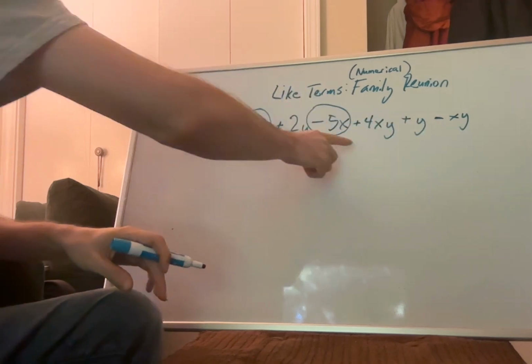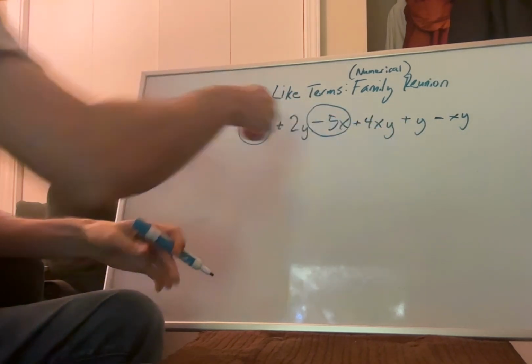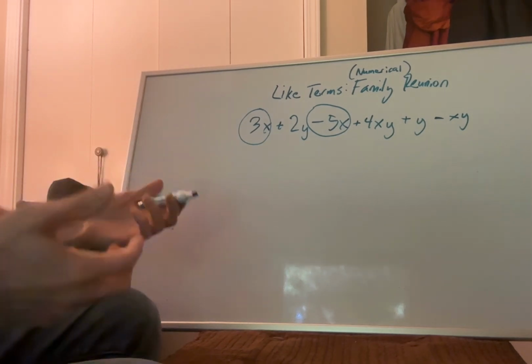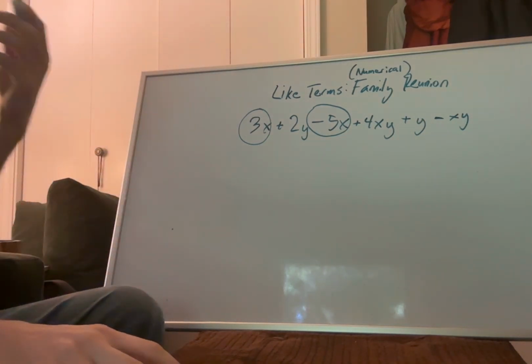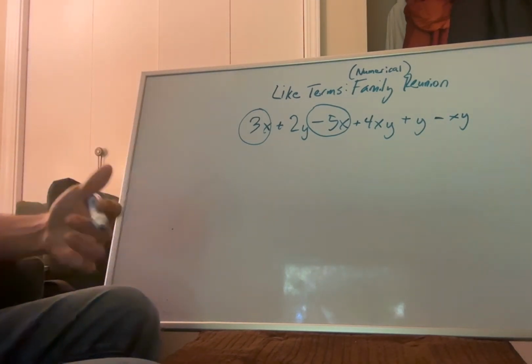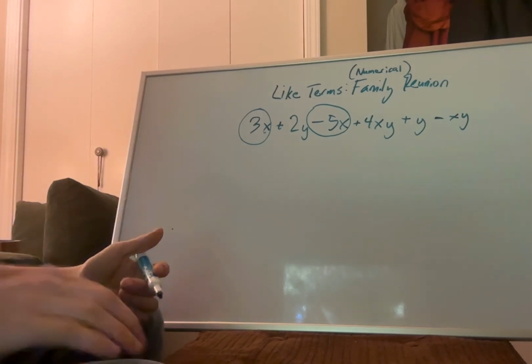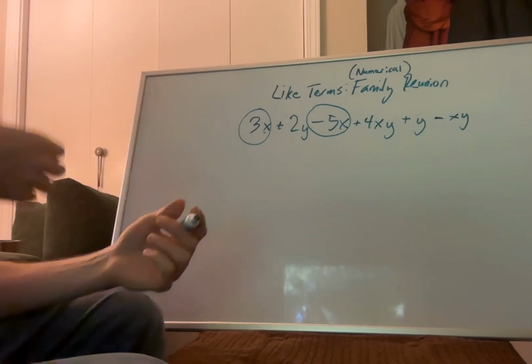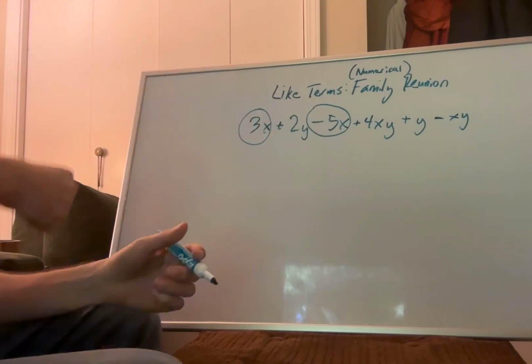There are no more terms that just have the last name x, and that's important. X and xy are different last names for this purpose. Similarly, if we had x and x squared as two different terms, those would also be different last names for this purpose. So we have the x last name here.